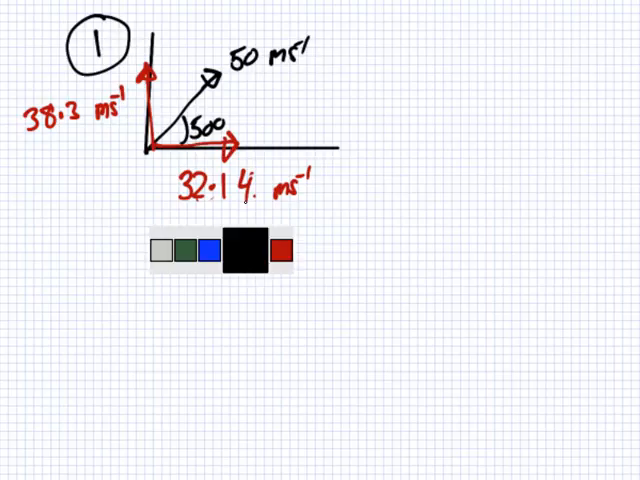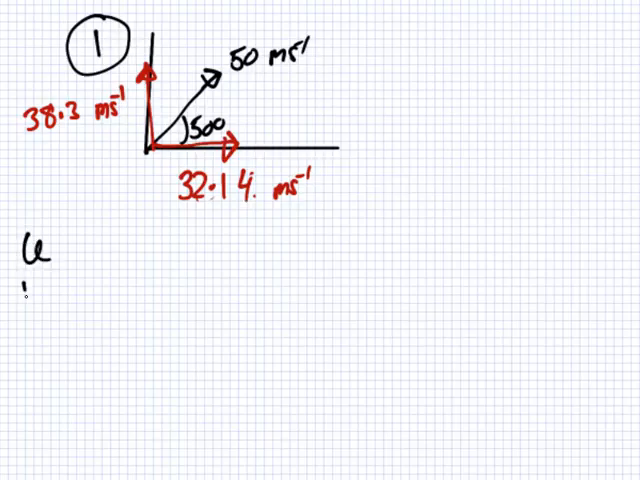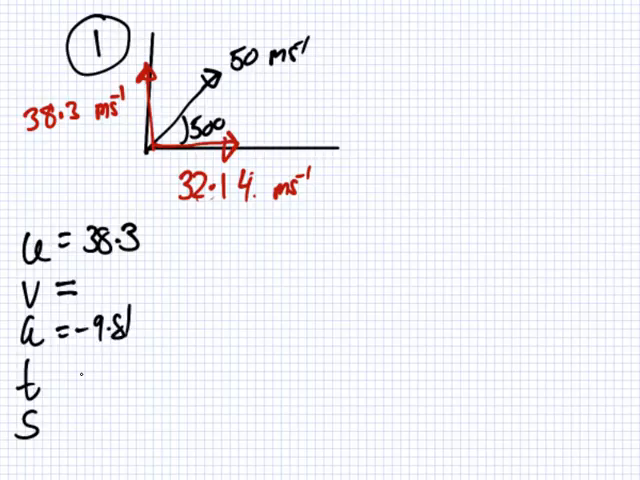Right. What do I want first here? Maximum height and range. We'll go with the time first. Before we can work out the range, we need time. Because if you look at the vertical, U, V, A, T, S, the U is 38.3. The V, we don't know. The A is minus 9.81. The T we don't know. And the S is 0. This can give me the time. As soon as I know the time, I could work out the range.